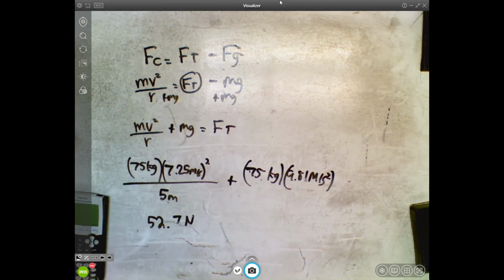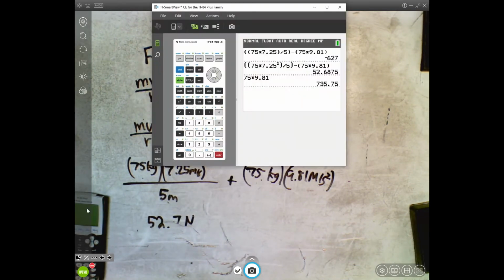So if I go back to the exact same thing that I just typed in, and I push second enter, the only thing that's changing is this negative is going to become a positive. This is their normal weight. This is their apparent weight at the bottom of the loop. So at the bottom of the loop, they feel heavier.